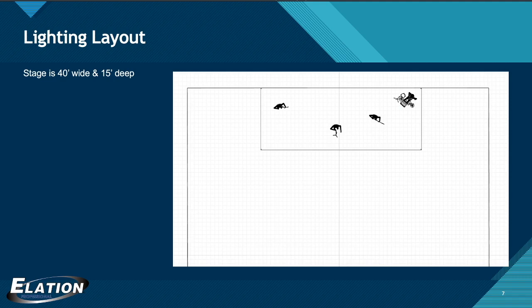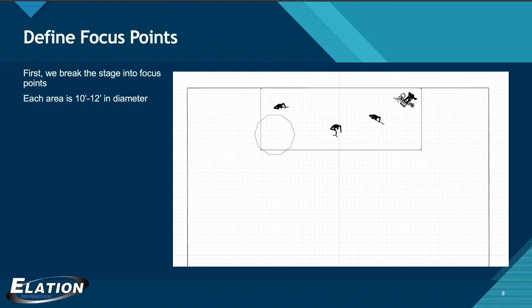So the method that we use is we're first going to define focus points in the stage or focal areas. We're going to break the stage into sections, and each area I use between a 10 and 12 foot diameter space. And when I'm using a drafting program, I literally create a circle that is 10 to 12 feet in diameter.